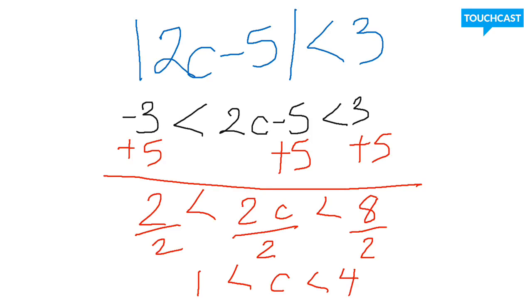Okay, so now we can see it's an intersection very clearly. 1 is less than c, which is less than 4. We're going to graph it the exact same way. We're going to go from 1 to 4, still open circle, and it's going to be in between.